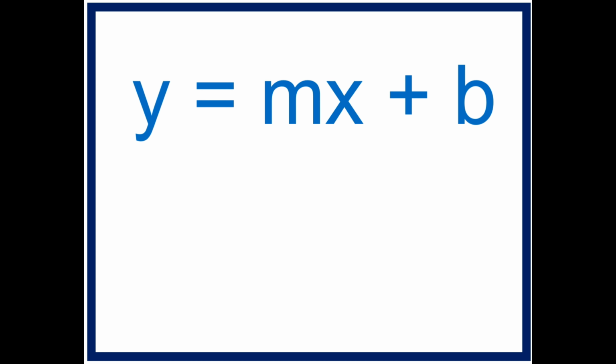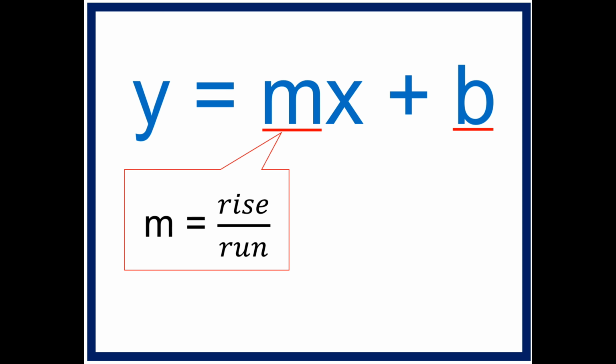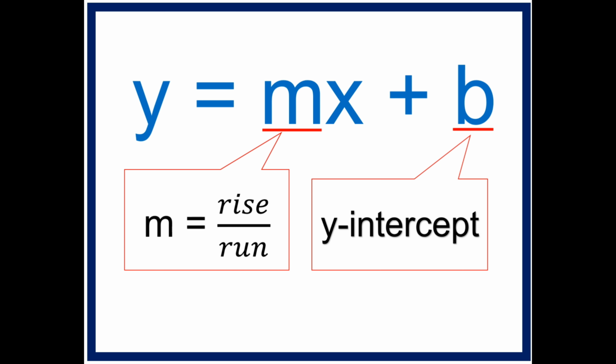Remember, y equals mx plus b. Our m and our b. Our m is slope, or the rise and run. M equals rise over run. The b, always remember, the b is our y-intercept.